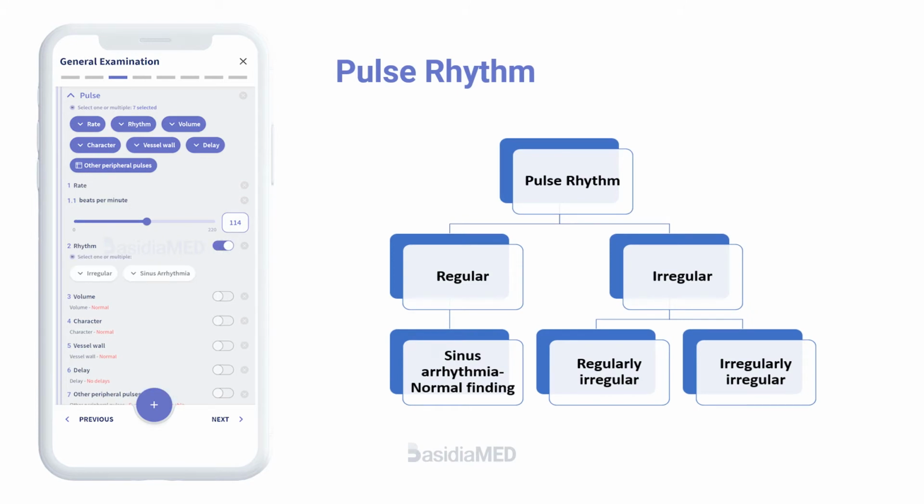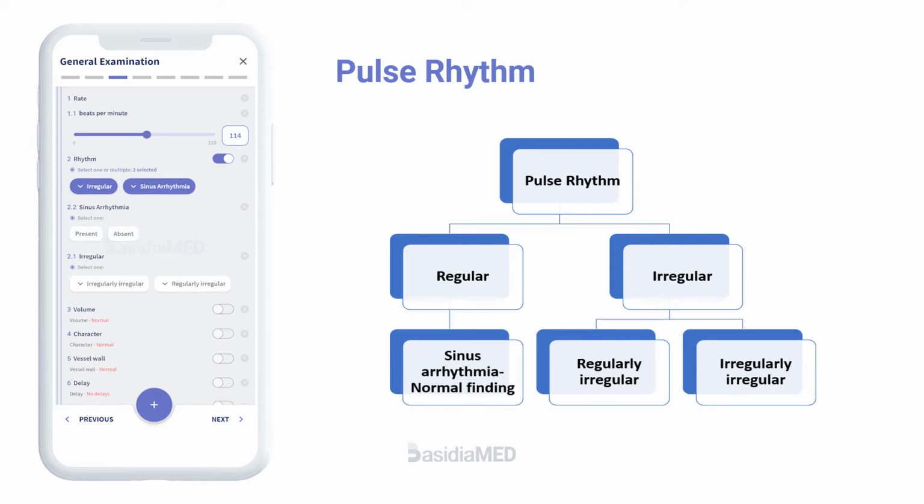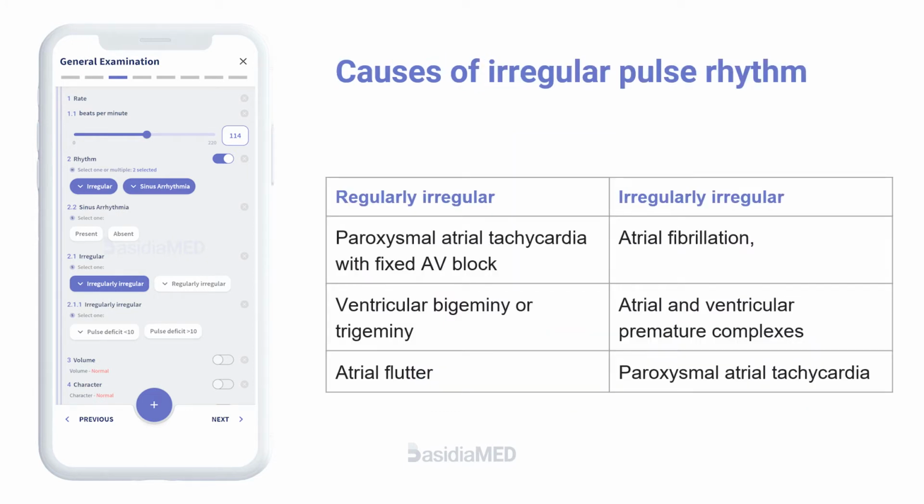Pulse rhythm. Pulse rhythm is normally regular. Sinus arrhythmia is normal variation of pulse rate with respiration. Irregular rhythm can be further categorized as regularly irregular and irregularly irregular. Regularly irregular rhythm is noted in paroxysmal atrial tachycardia with fixed AV block, ventricular bigeminy or trigeminy, and atrial flutter.